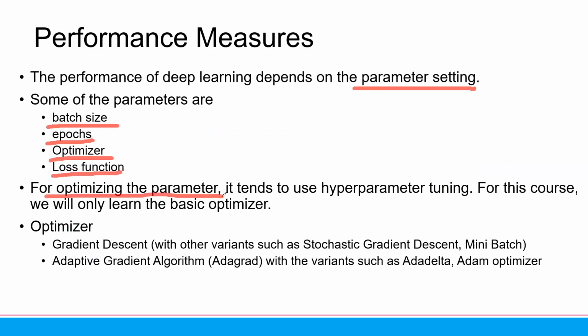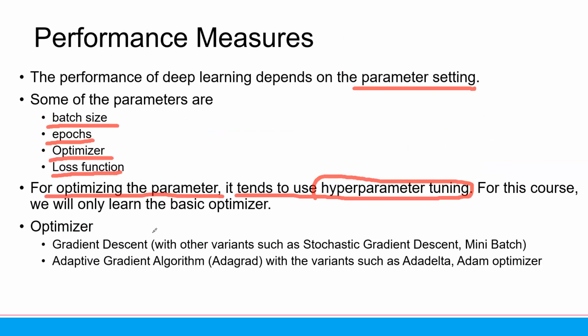For optimizing the parameter, it tends to use hyperparameter tuning. So hyperparameter tuning means we can find what is the best value. There might be some values that degrade the performance, but there might be some values that improve the performance. So with this hyperparameter tuning, we will find the best value to get a better accuracy, or the best value to get a better loss.